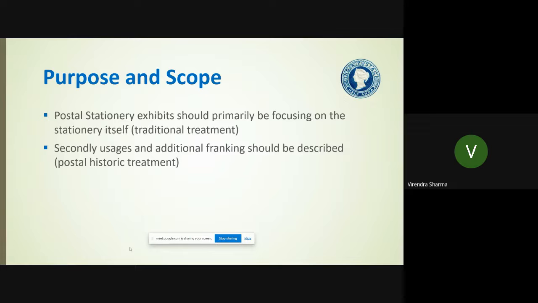As this example is from postal stationery, they are saying that the primary focus should be on stationery and the secondary focus should be on history. Similarly, the postal history side of an exhibit should give more focus to the history aspect of it. And at the same time, just like thematic, it should focus on the theme and the entire timeline or path of that exhibit, how he is evolving his exhibit from chapter 1 to chapter n. So it should tell that type of story.